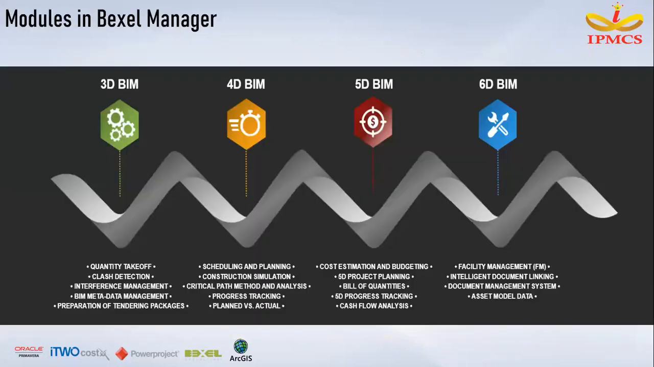Which we have seen: 3D BIM, like quantity takeoff, clash detection, interference management, metadata management, preparation of tendering packages. So from 3D, we can go on to scheduling and planning. Then in 5D, cost estimation and bill of quantities can be extracted from Bexel. 5D progress tracking, cash flow analysis. Finally, 6D document management system.